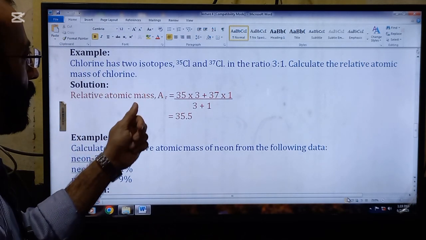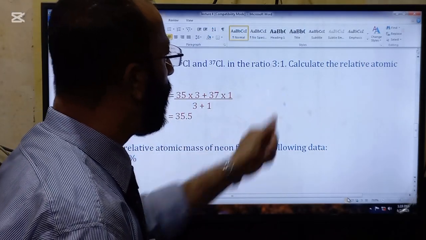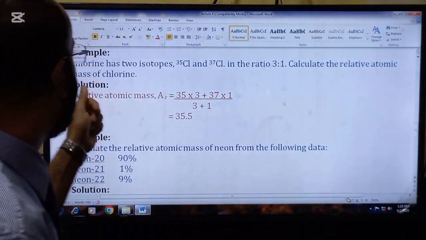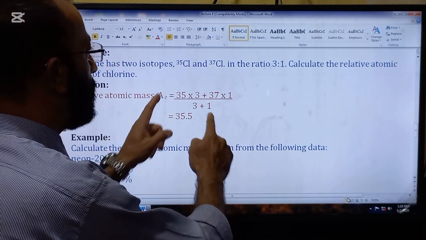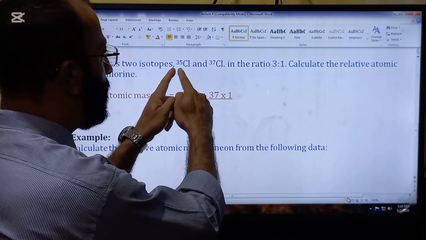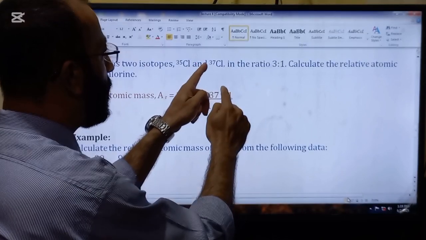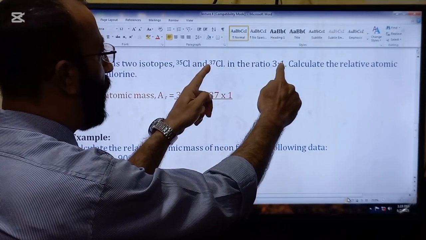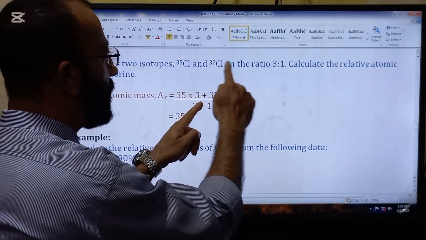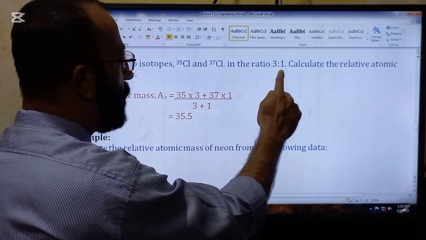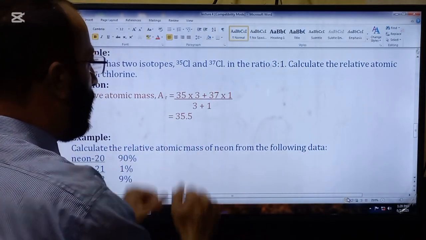Chlorine has two isotopes, that is 35Cl and 37Cl, in the ratio 3:1. Calculate the relative atomic mass of the chlorine. So the way to solve this kind of question is, 35Cl. So this 35 will be multiplied with 3 and this 37 will be multiplied by 1. So look now, 35 multiplied by 3, plus sign will be placed here, then 37 multiplied by 1. And this ratio will be summed in the denominator, that is 3 plus 1. So after solving this, you will get an answer.